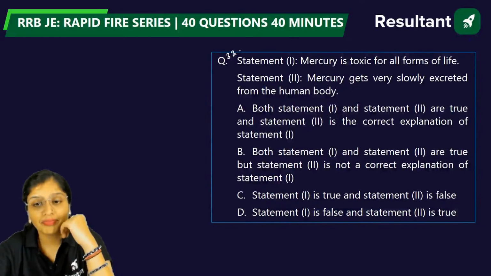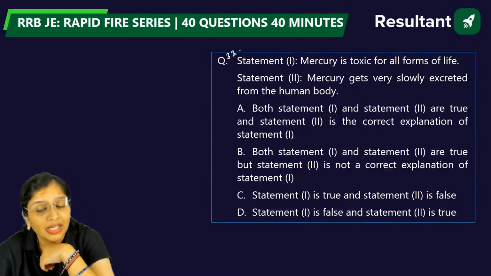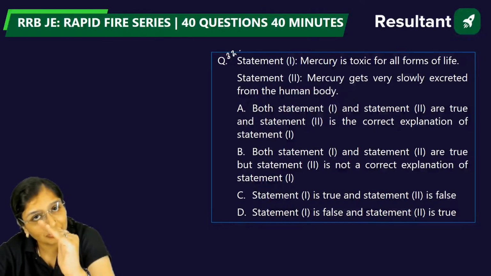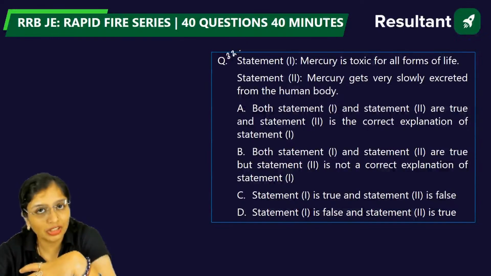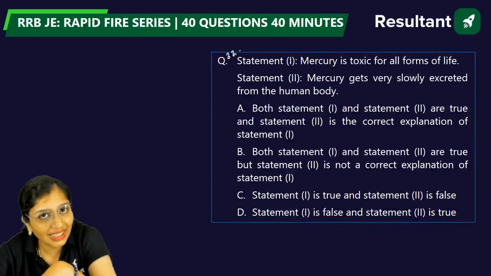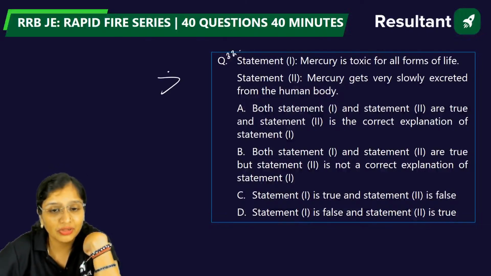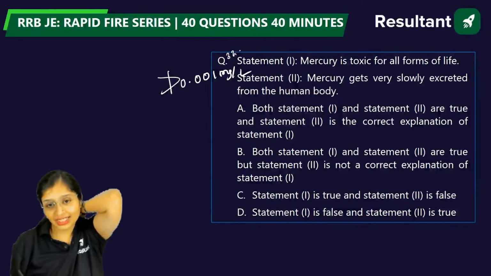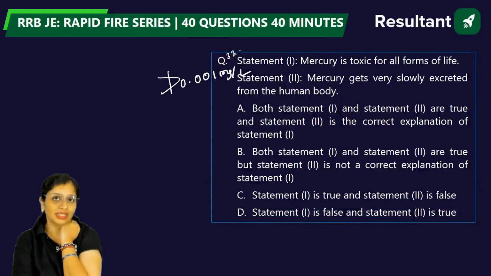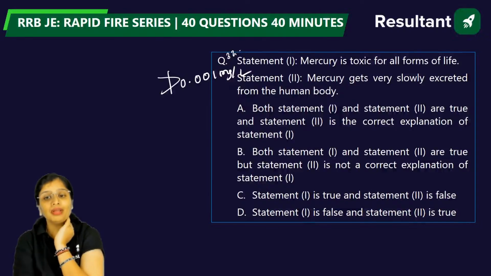Now, first statement: mercury is toxic for all forms of life. Yes, mercury, that is Hg, is toxic. Second: if mercury is there in your body, it gets excreted very slowly. Yes. And that is the reason mercury should not be greater than 0.001 mg per liter in drinking water. Okay. So both statements are correct, but the second statement is not the explanation. It is toxic because of its compounds which are there.